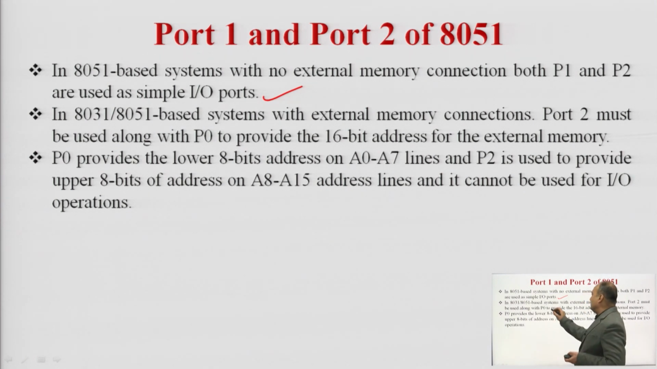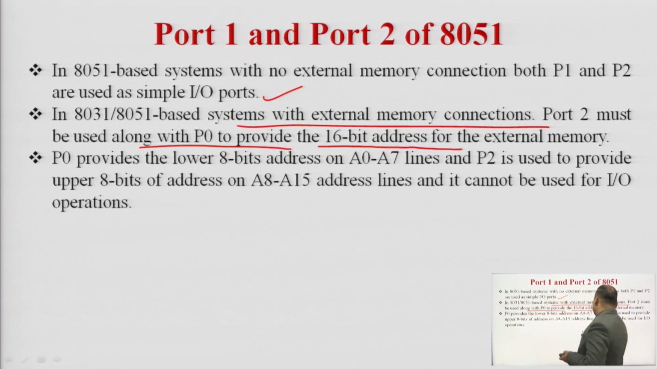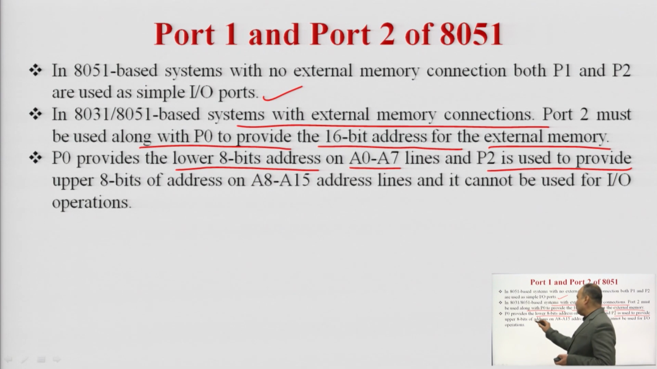In an 8031 based system with external memory connection, port P2 must be used along with port P0 to provide the 16-bit address for the external memory. So, if external memory is connected, port P2 is used along with port P0 to provide the high order address on A8 to A15 address lines for the 16-bit address of the external memory. P0 provides the low order 8-bit address on A0 to A7 lines, and P2 is used to provide the upper 8 bits of the address, that is A8 to A15 address lines, and it cannot be used for input output operation.